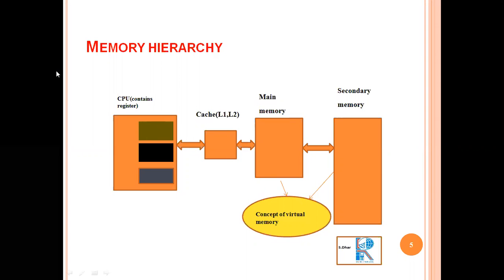Then comes the cache memory. Cache memory cost is higher than that of the main memory. Speed is also higher than that of the main memory. Then comes the main memory. Main memory cost is higher than the secondary memory, and lower than that of the cache memory. Similarly, speed is also higher than that of the secondary memory. So this is called the total memory hierarchy in the computer organization system.